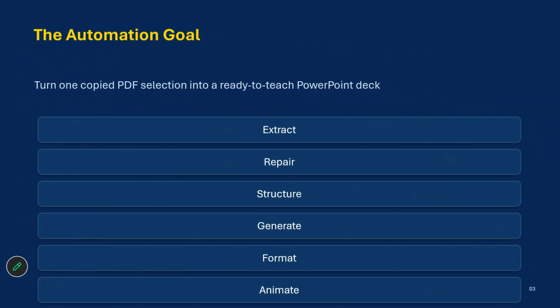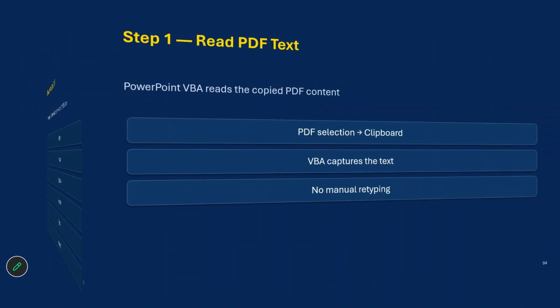The automation goal. So I defined the complete workflow as an automation problem. Extract the PDF text, repair irregularities, identify logical records, generate PowerPoint objects, format them consistently, and finally animate them.